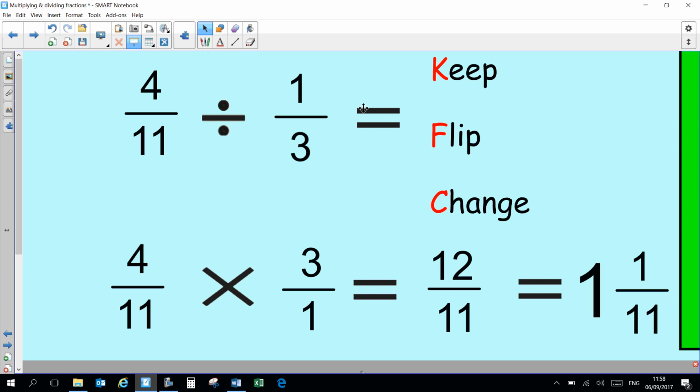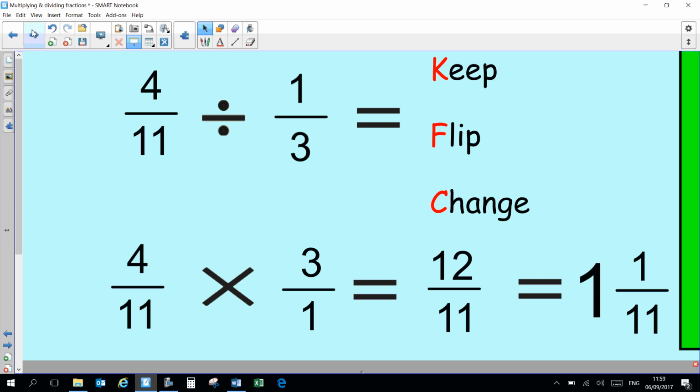Okay, so keep, flip, change. Let's go through it again. You've got your division there. Keep the first fraction. Flip your second fraction, turn it on its head, and change the division sign to a multiplication sign. Then follow through and just multiply the two tops, multiply the two bottoms, and then you may cut it in a simple form. It may be cancelling it down, or it may be changing it back to a mixed number, depending on whether it's a proper or improper fraction.